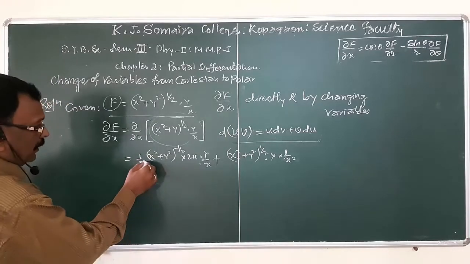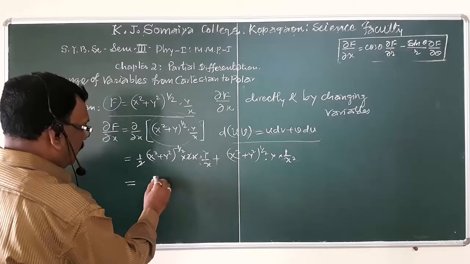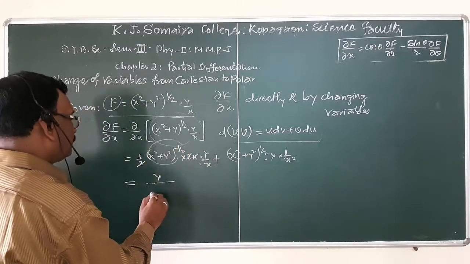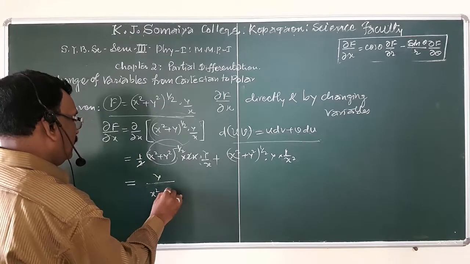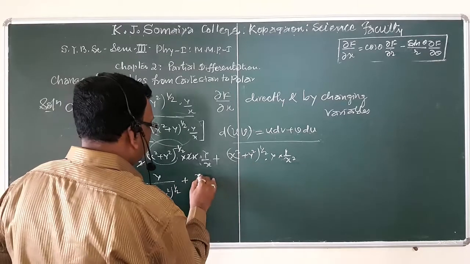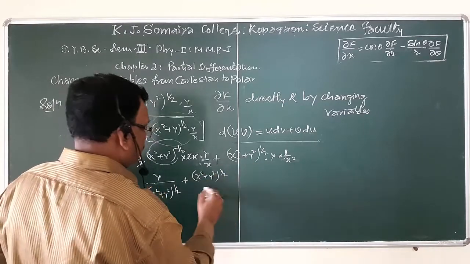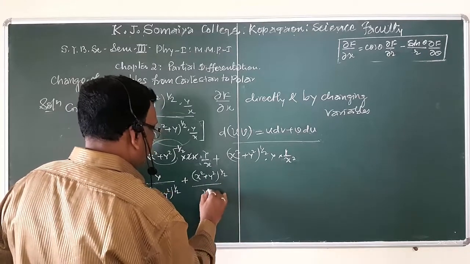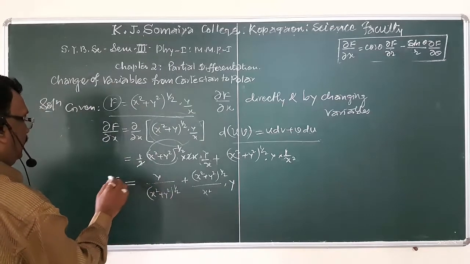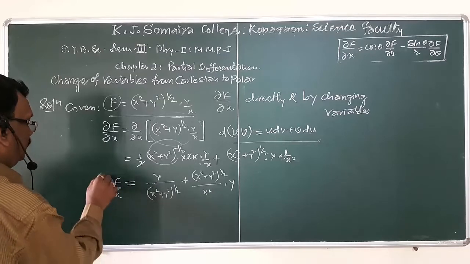Simplify this term. This 2 is getting cancelled with this 2, and this x is getting cancelled with this x, and we have y upon, taking this to the denominator, (x square plus y square) raised to 1 half, plus again this term (x square plus y square) raised to 1 half upon x square into y, and this is the direct partial differentiation of the given function with respect to x.